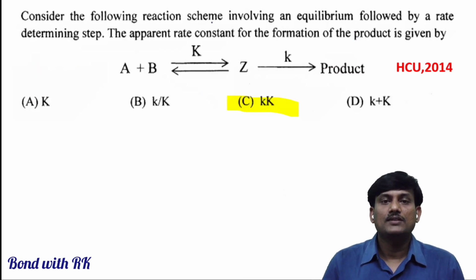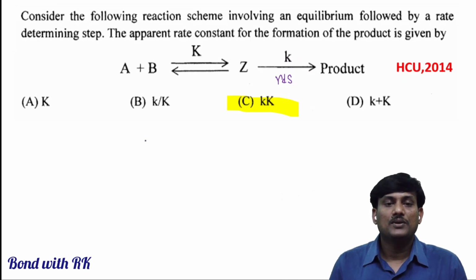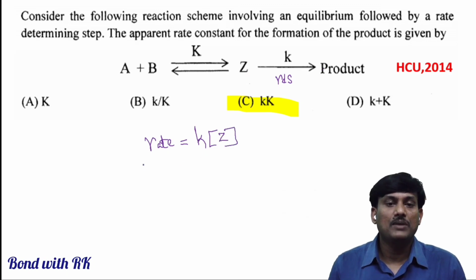Consider the following reaction scheme involving an equilibrium followed by a rate determining step. The apparent rate constant for the formation of the product is given by? Here, the second step is the rate determining step. So the rate is determined by the second step. So rate is equal to small k, the rate constant, into concentration of Z, since this one is the rate determining step.